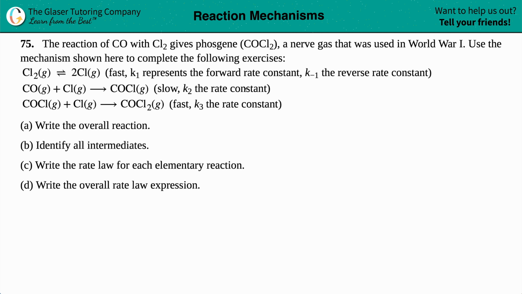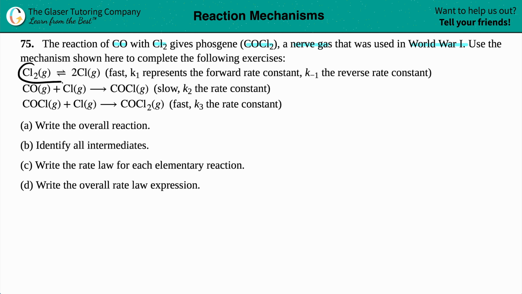Number 75. The reaction of carbon monoxide, CO, with Cl2 gives phosgene, COCl2, a nerve gas that was used in World War I. How exciting. Use the mechanism shown here to complete the following exercises. And then we have a combined total of 3 steps.